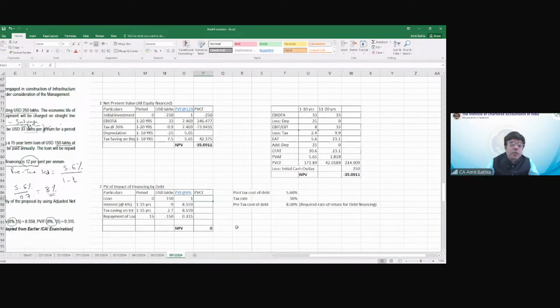Now, for present value of cash flows, multiply the value into PVF factors, right? These are the cash flows into PV factor. So I'm getting 48.8283 positive.